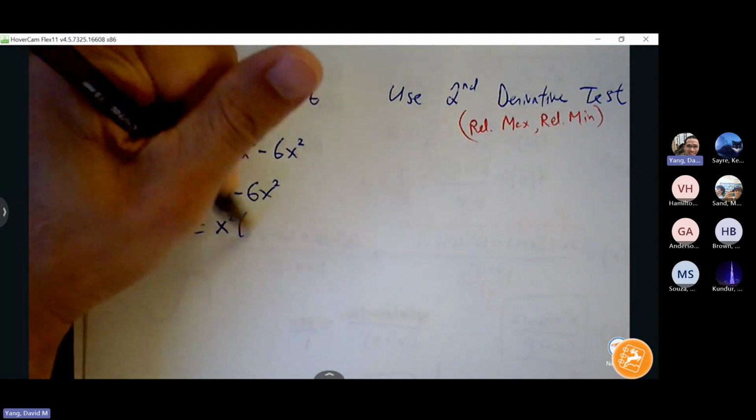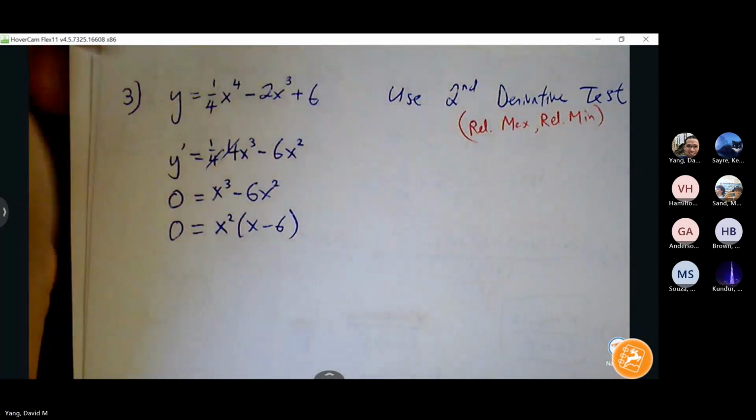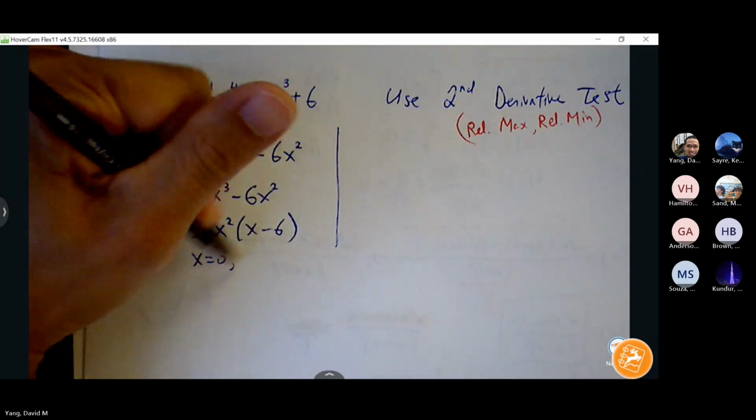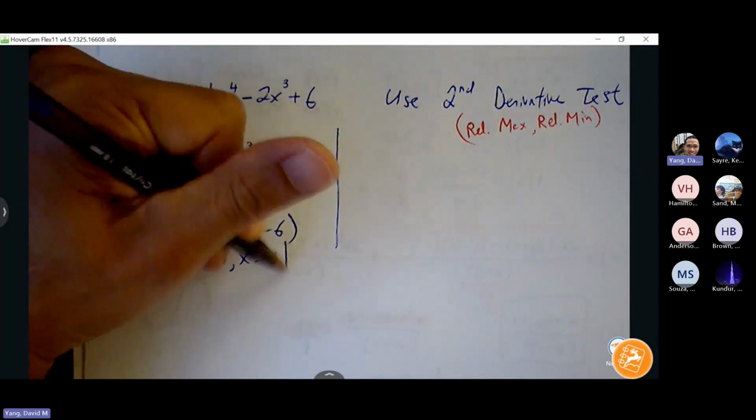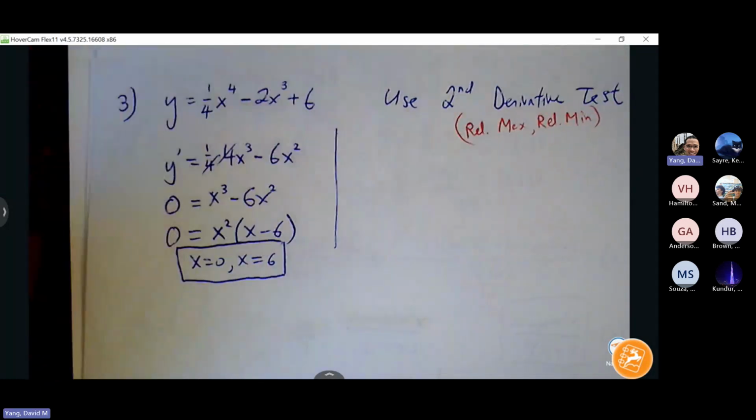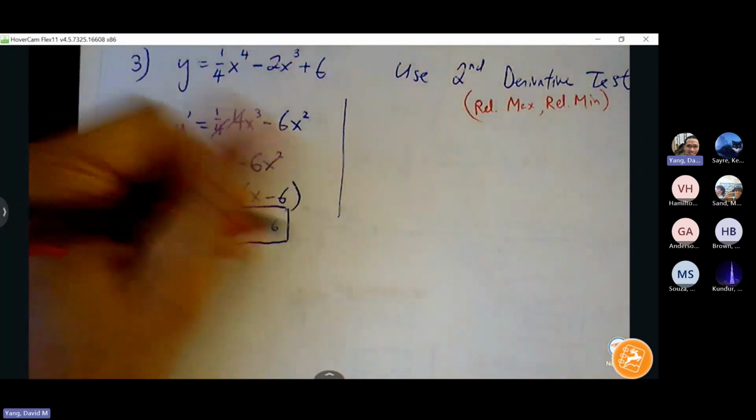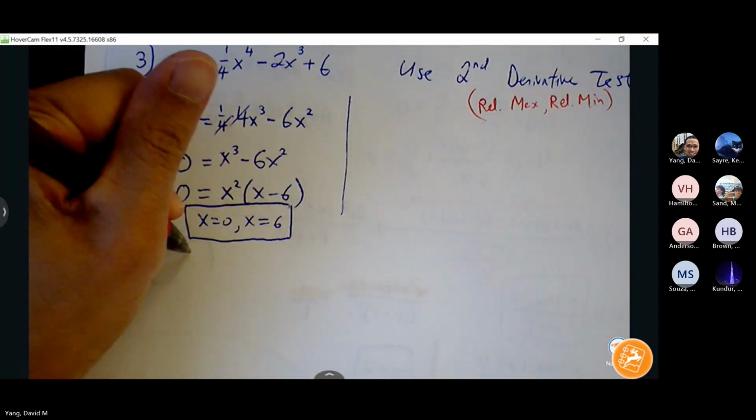Factor out the x squared. Set both equal to 0. So these are our candidates for relative max, relative min. We'll set these off to the side because we're not going to do a sign line here.